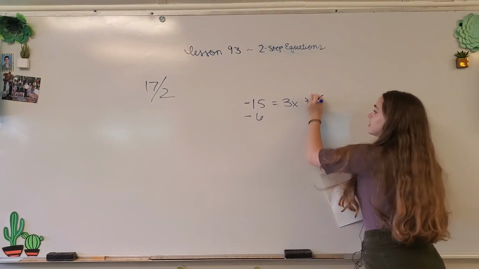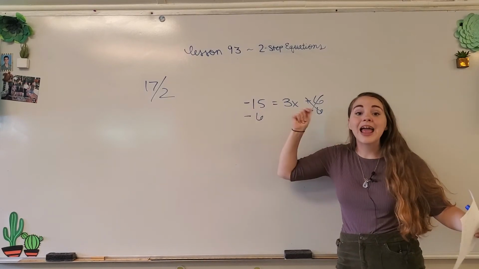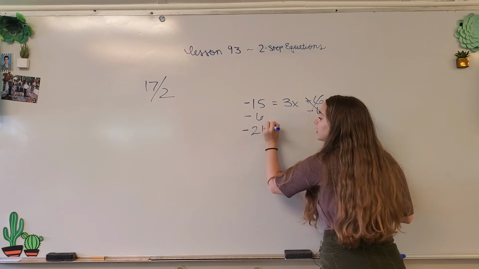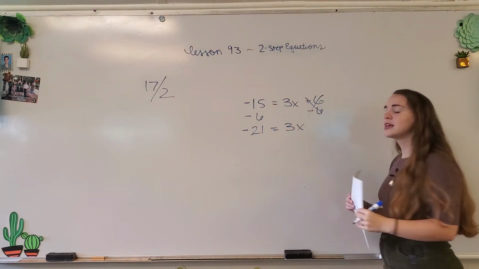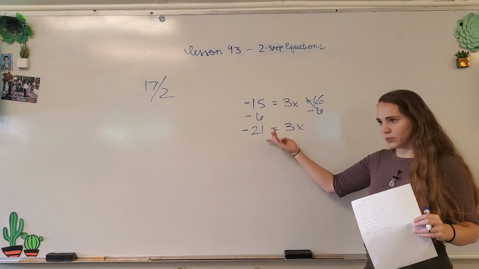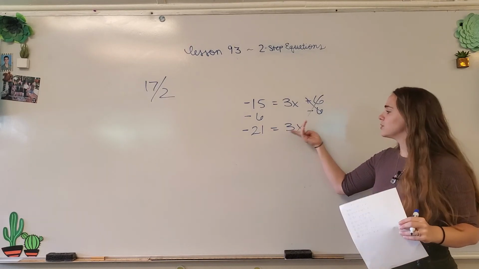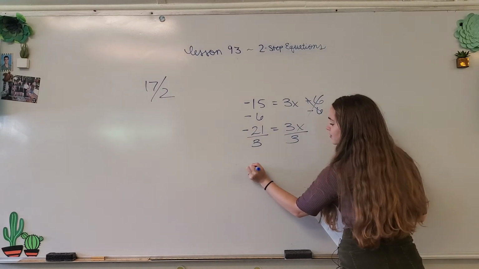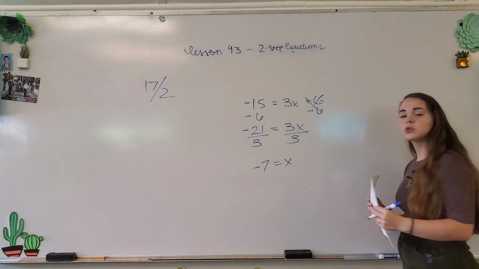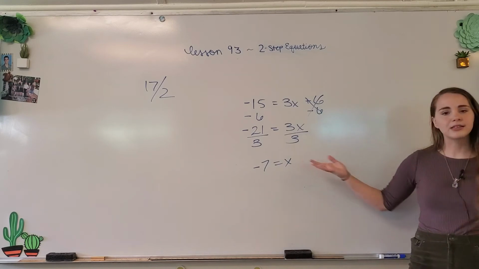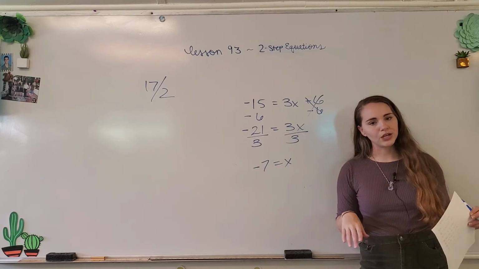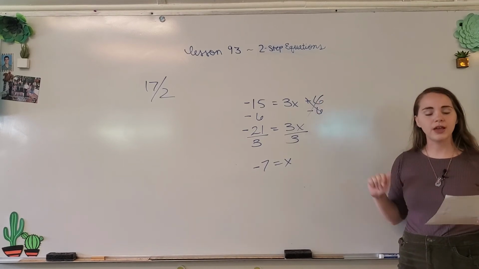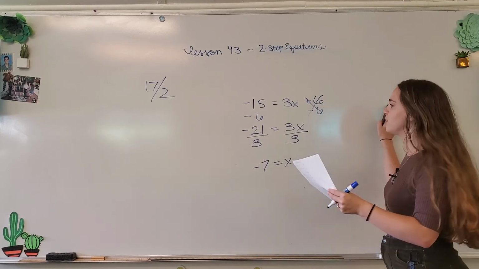Minus 6, minus 6. Same signs, add the numbers, keep the signs. We end up with negative 21 equals 3x. Now, once again, your answer is not negative 21 because we have to divide by 3. And we end up with x equals negative 7. Negative 7 equals x equals negative 7. It doesn't matter which direction it's going. So if you can just know your steps, do the adding first and all that. And then here we go to example 4.